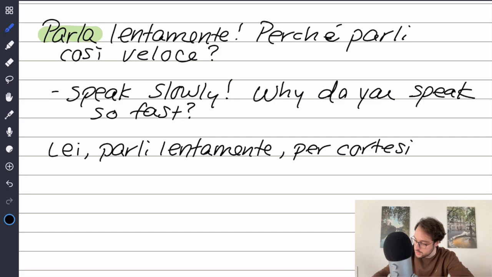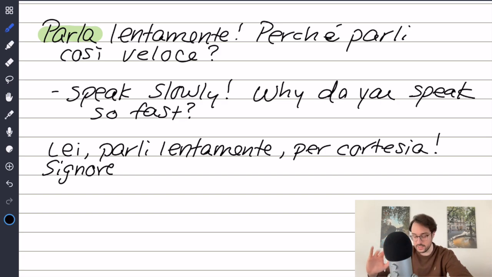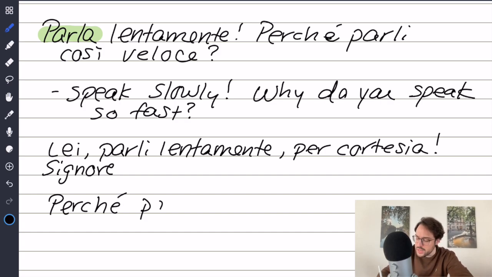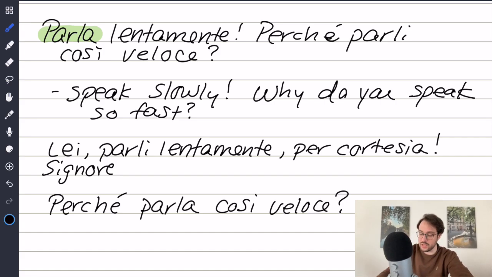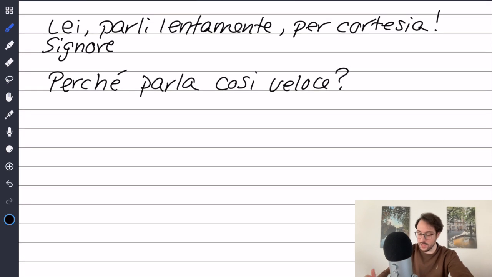Even the vocab I use changes. Lei, signore, even better. Signore. This is even better than lei. Signore, parli lentamente per cortesia. Perché, to finish the sentence, perché parla così veloce? Why are you speaking so fast?